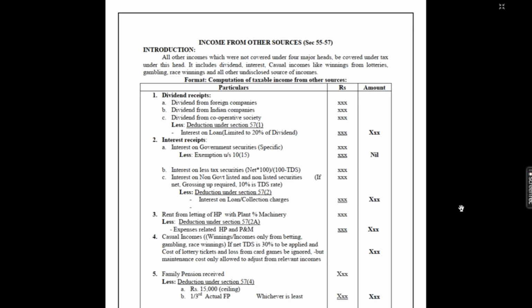Next, rent from letting of house property along with plant and machinery. It is also called a composite lease. Here we can get the deduction under section 57(2A), for expenses related to the house property and the plant and machinery.